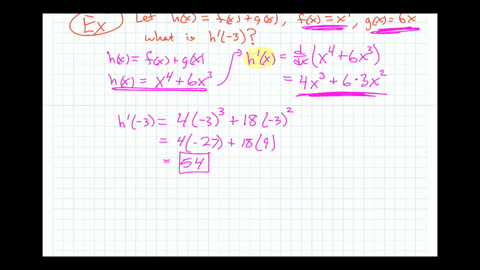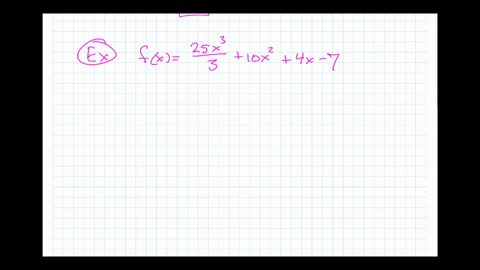Let me skip this because it's too easy. Let's do a harder one. Oh, okay. Yeah. So they will eventually get harder. So here's one that I've got now on the computer. F of x equals 25x cubed over 3 plus 10x squared plus 4x minus 7. Oh my goodness.